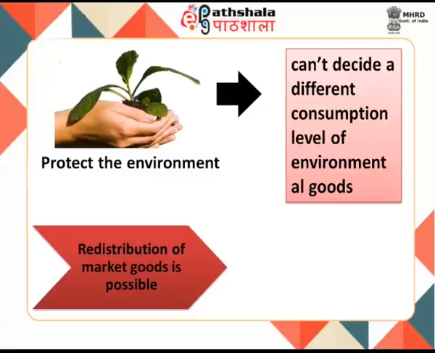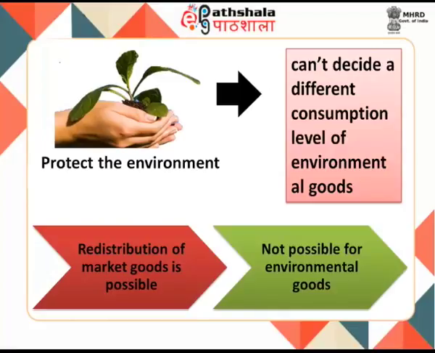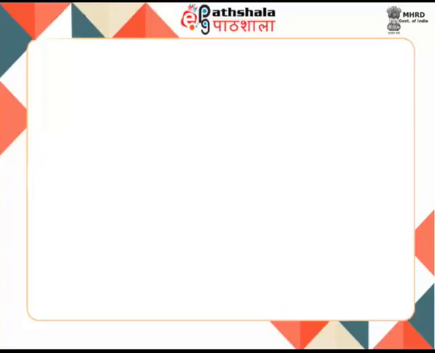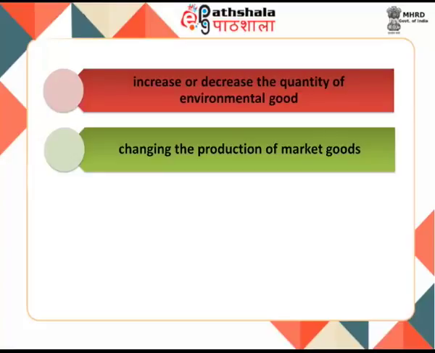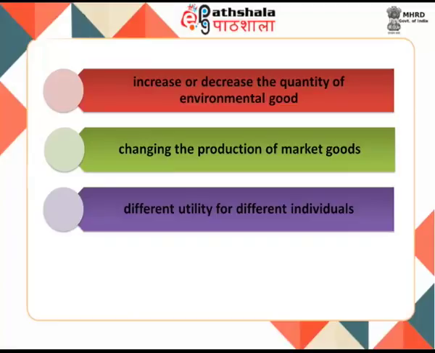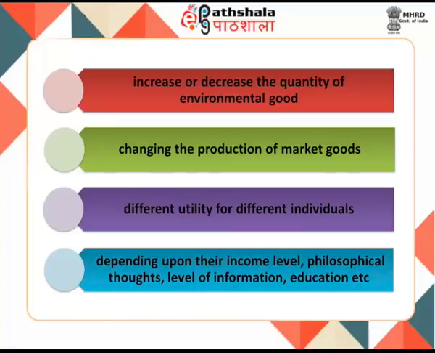A redistribution of market goods among the people of a society is possible by changing their relative prices, but the same is not possible for environmental goods. We may increase or decrease the quantity of environmental goods by changing the production of market goods. The same quantity of environmental good may have different utility for different individuals depending upon their income level, philosophical thoughts, level of information, education, etc.